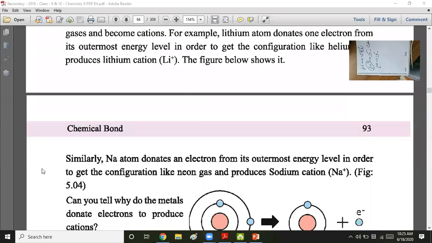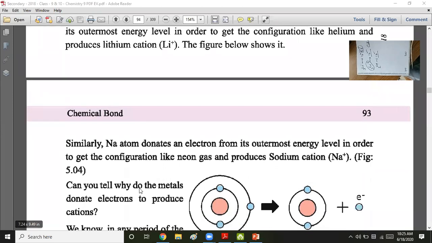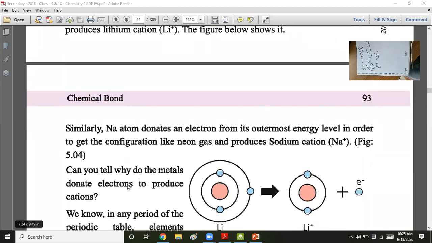Okay. I'm going to my copy again. Similarly, a sodium atom donates an electron from its outermost energy level in order to get the configuration like neon gas and produces sodium cation. Can you tell why the metals donate electrons to produce cations? Actually, before starting this topic, I want to go to my copy again.